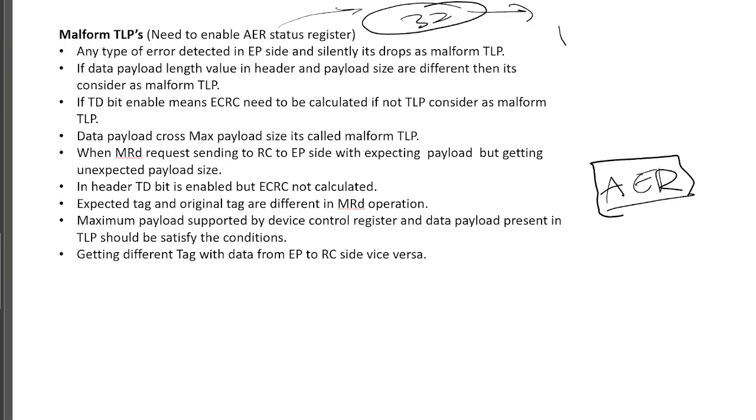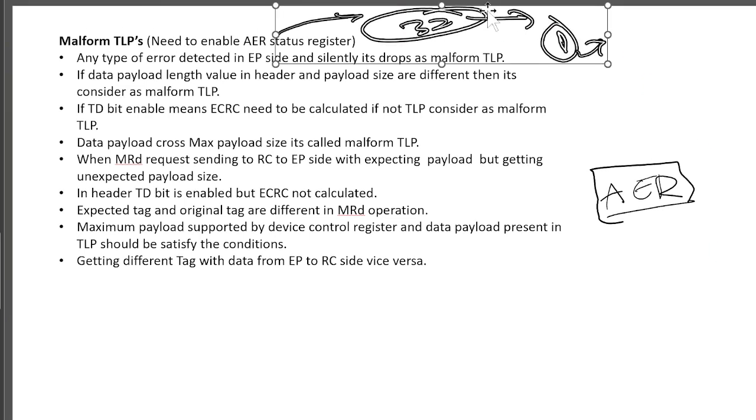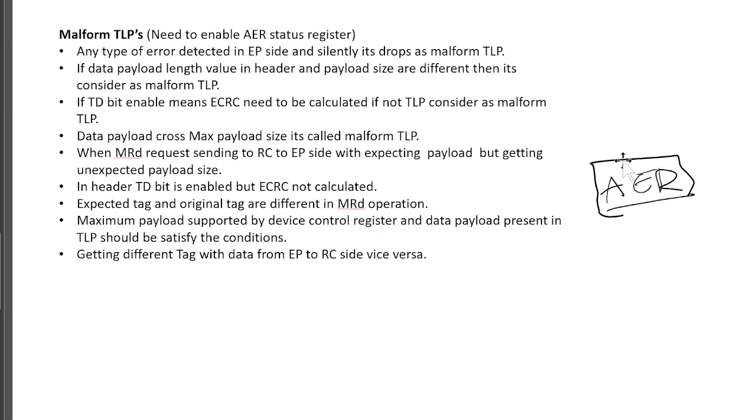In those 32 bits, I think the 16th or 17th bit enables or disables Malformed TLPs. If you enable that bit, you will see a Malformed TLP error if anything comes. Otherwise you won't see any error. Based on your requirements, you can enable or disable that register. You can control these errors. If you don't want to consider these errors, you just have to disable that bit in the status register.